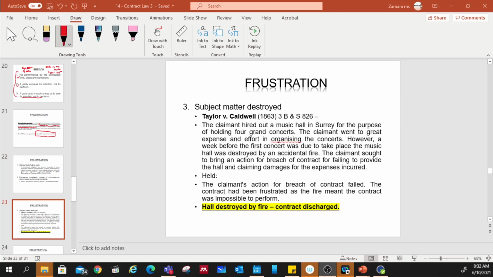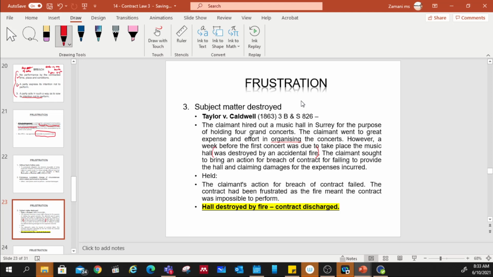Let's look at the case from the frustration concept. Let's look at the first case, Taylor versus Caldwell. This is related to the music hall in Surrey, where the claimant hired out a music hall in Surrey for the purpose of holding 4 grand concerts. The claimant went to great expense, meaning that he had already spent so much money and effort in organizing the concerts. However, a week before the first concert was due to take place, the music hall was destroyed by an accidental fire.